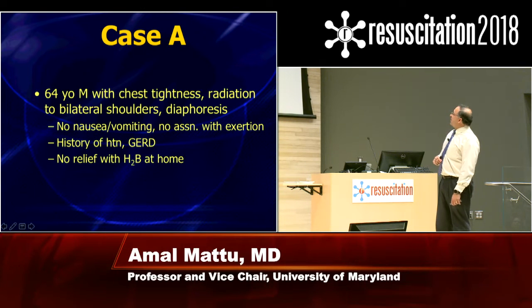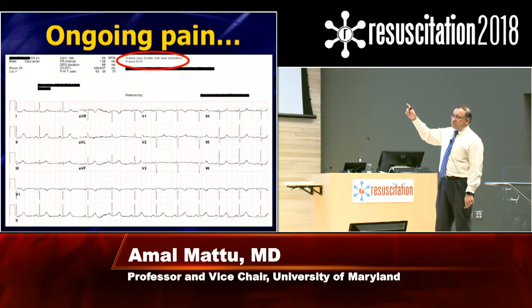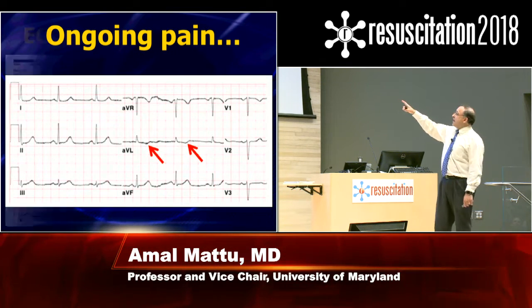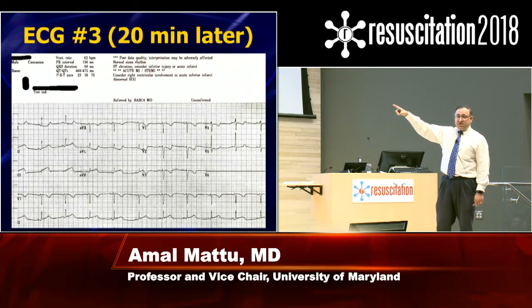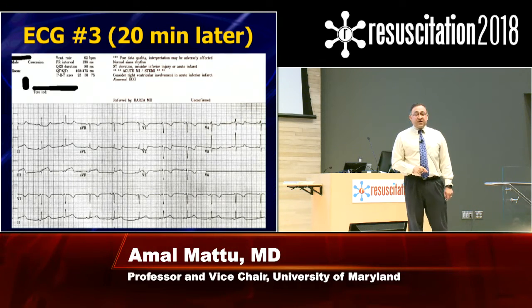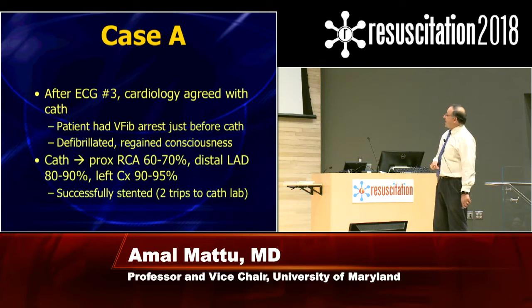So, 64-year-old, chest tightness, bilateral shoulders. Here's the initial 12 lead, read as normal. Well, this resident was concerned because there's a flipped T wave in aVL, and sure enough, 30 minutes later, it turns into an inferior wall STEMI, right? First ECG normal. This is somebody who would have been in the waiting room if you follow this study, all right? And by the way, he had a VFib arrest right before going up to the cath lab.